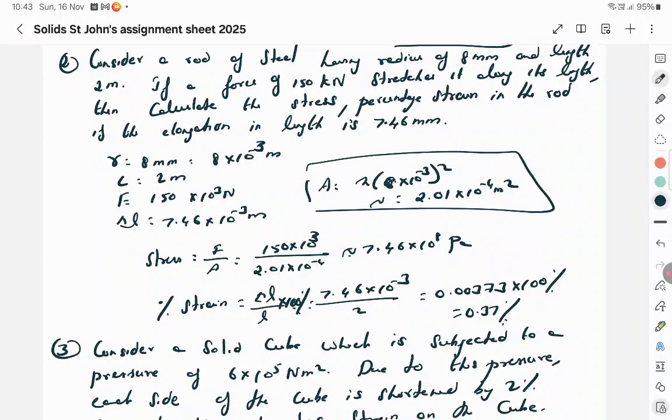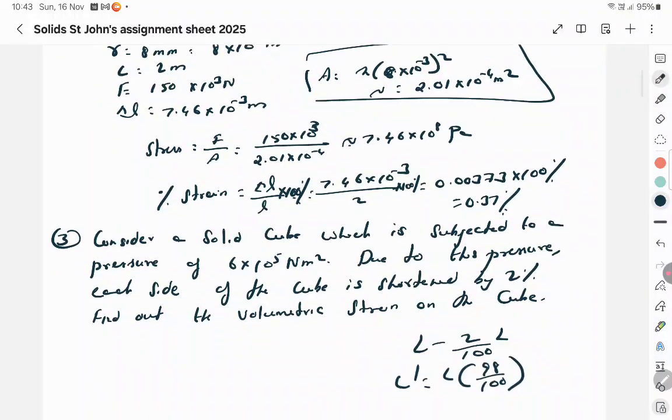The percentage strain is change in length by original length into 100. Change in length has been given: the elongation of the length is 7.46 millimeter in the question, into 10 to the power minus 3 meters, by original length. It's a 2 meter wire, into 100%. That will give me the percentage, and that's about this.